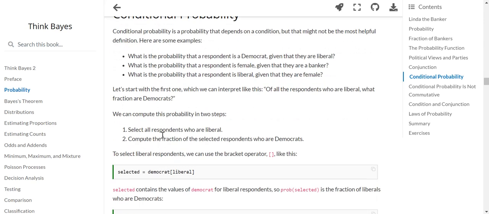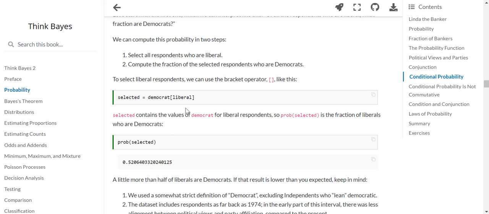We can compute this. First we get all the people who are liberal, and then we compute the fraction of the selected respondents who are Democrats. To select liberal respondents, we can use the bracket operator like this. Selected contains the value of Democrat for liberal respondents. So the probability of selected is the fraction of liberals who are Democrats.